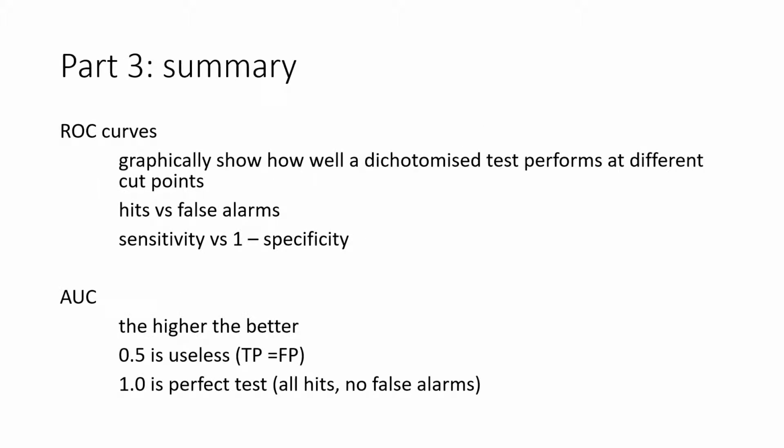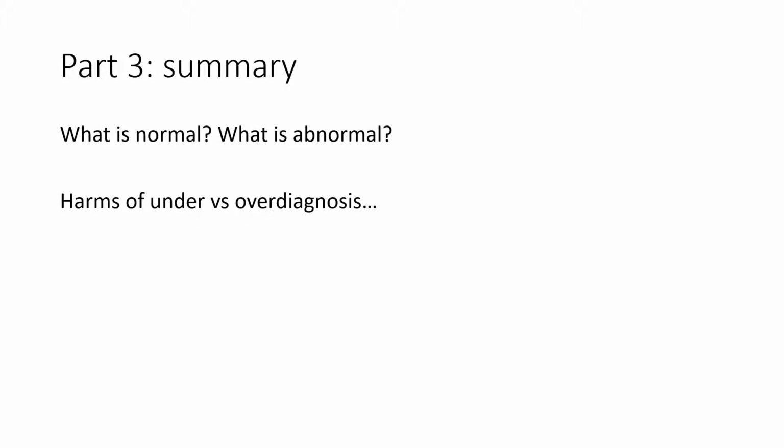So there are costs of determining what's normal and abnormal and where you set the bar. So in summary, the ROC curve graphically shows us how well a dichotomized test performs at different cut points. It's the hits versus the false alarms, which is sensitivity versus 1 minus specificity. And the AUC, the area under the curve, the higher the better. 0.5 is useless. Your true positives equal your false positives. And a 1.0 is a perfect test. All hits, no false alarms.